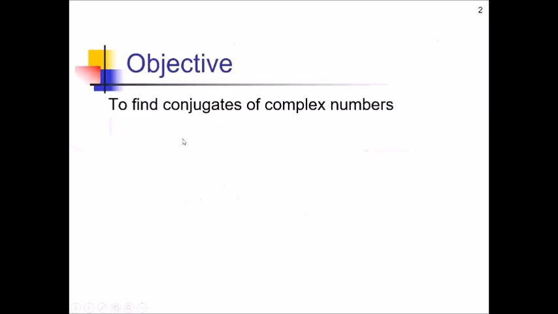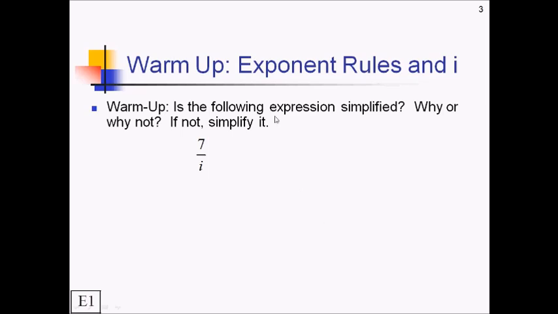Specifically, we're going to be finding conjugates of complex numbers, and we're going to use that with some other tricks to help us divide complex numbers. For your warm-up, is the following expression 7 over i simplified? Why or why not? And if it's not, go ahead and simplify it. All right, let's see what you came up with.